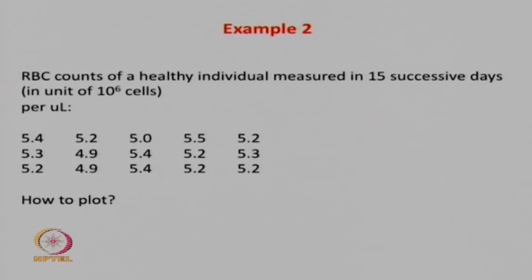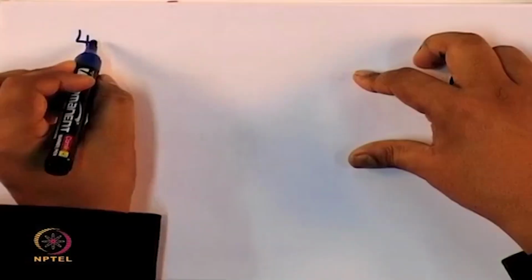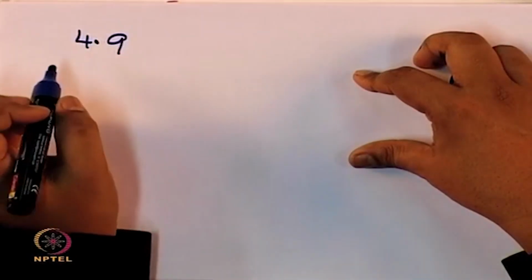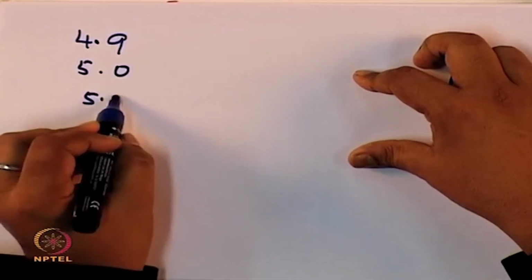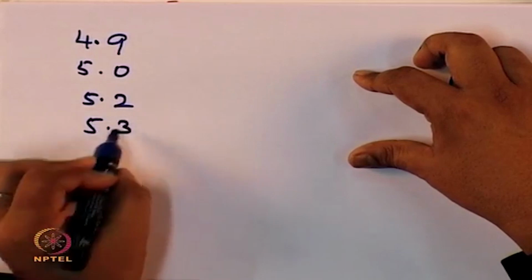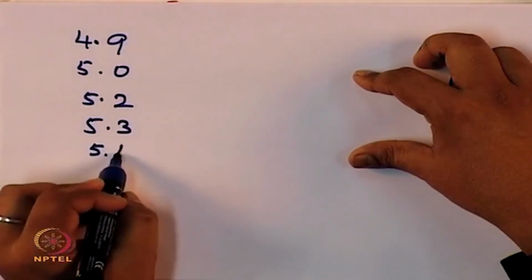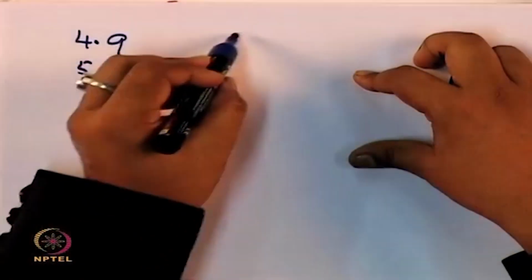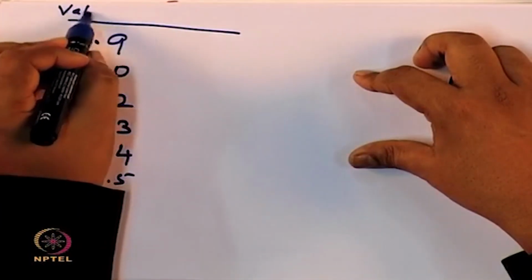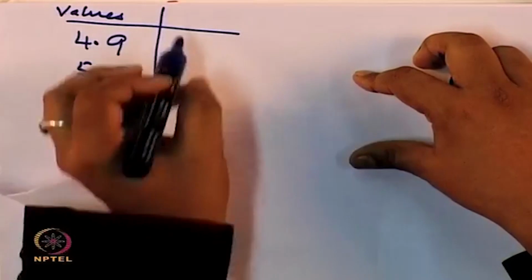If I were to look at the values which are occurring, I have 4.9, I have 5, I have 5.2, I have 5.3, I have 5.4 and I have 5.5. So, these are the values and I can plot their frequency.